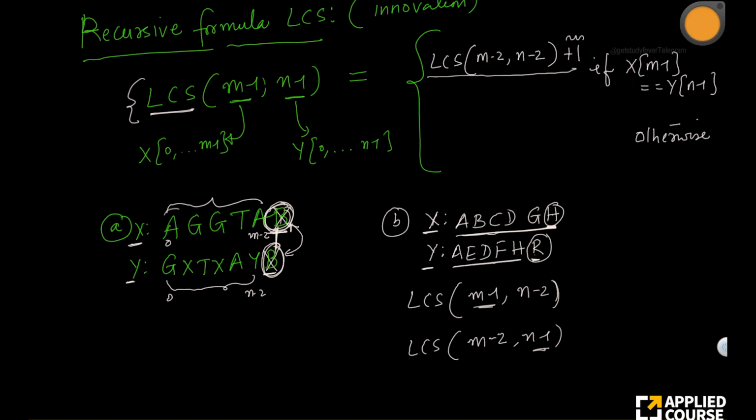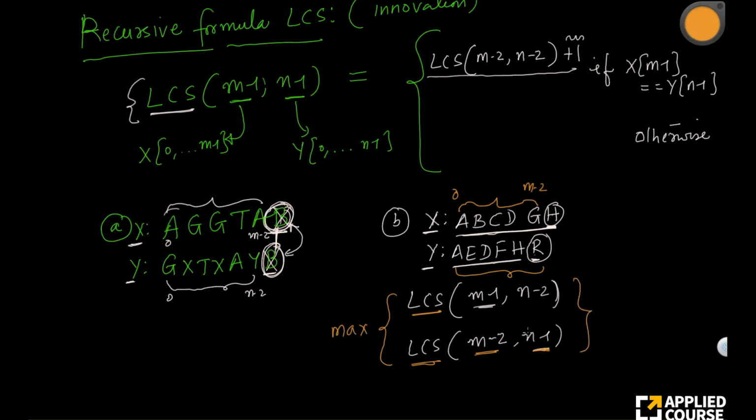Okay, the second part I'll try to do is find the longest common subsequence between this part, from 0 to N minus 2, and the whole of Y. Okay, this is the second part: from 0 to N minus 2 and from 0 to N minus 1. Between these two, I could get one longest common subsequence here and one here. I will take the max amongst both of them.